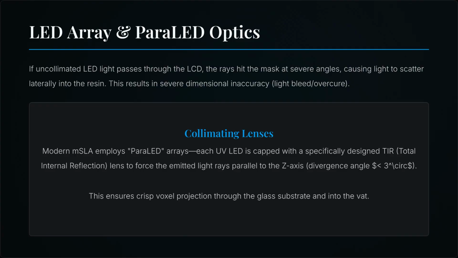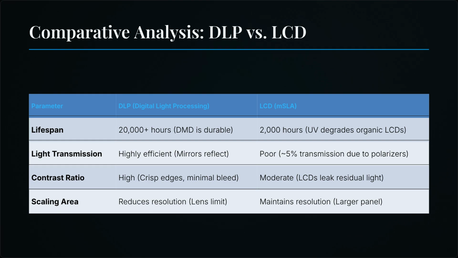To maintain precision, MSLA systems use collimated LED arrays. By ensuring light rays travel parallel, we prevent the light scattering that leads to inaccuracies. When comparing DLP and LCD technologies, each offers different advantages in resolution, scalability, and cost efficiency for various industrial applications.